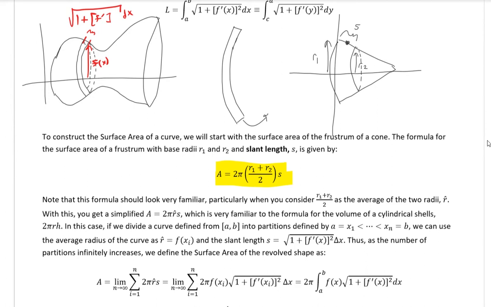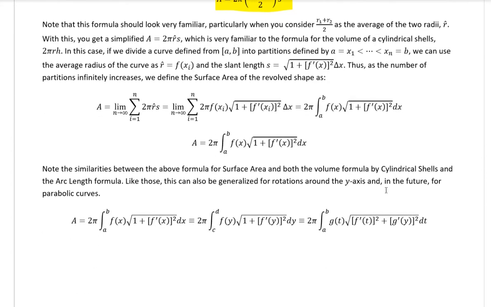Those two, the radius f of x and the slant length, 1 plus the derivative of the function, dx, those two multiplied should get me a formula that looks kind of familiar. I get the limit as n approaches infinity, where n is how many partitions I do, so how often I cut up the arc length, of 2 pi r, where r is going to be f of x sub i, so at what point along the partition I am in the x direction, times the square root of 1 plus the derivative of the function at that point, delta x, and that gives me my integral.